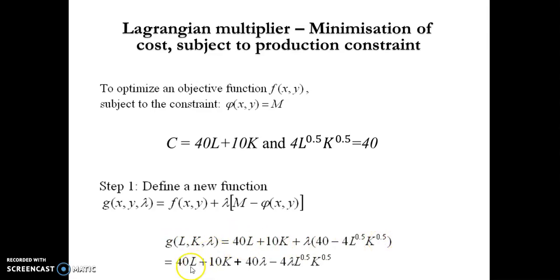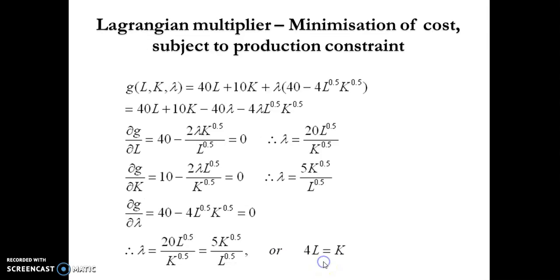So now you can just go a step further by multiplying out to each term. So that becomes plus 40 lambda, and positive times a negative is going to give you minus 4 lambda L to the power of a half, K to the power of a half. The next step is to get your three first order partial derivatives with respect to this function, with respect to labor and capital and lambda, but treating the others respectively as constant. So this was the function, your new function that you obtained.